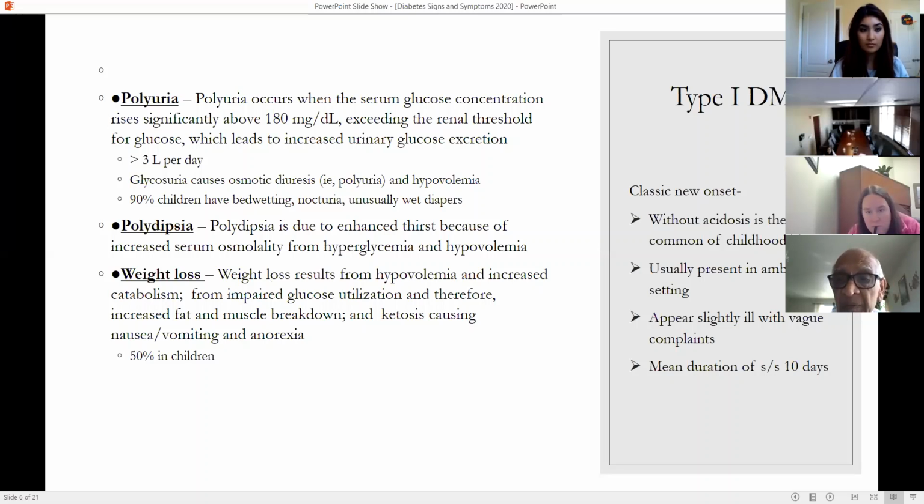Let me see, what else did I miss on the slide? So these patients, the classic new onset, sometimes won't have acidosis, but they usually present in the ambulatory setting. They don't appear great, they appear a little bit ill, but most of their symptoms are sort of vague. And the mean duration of symptoms is about 10 days. Next slide.